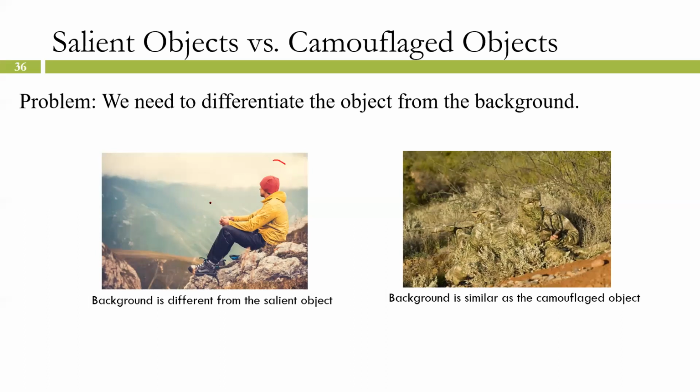Like in this case, we see the man right here. He's salient, of course, he's standing out from the image. How about the image on the right? The background is similar to the camouflage object, or the texture of the camouflage object is similar to the background. So it's hard for us humans to recognize this. And how can we train a computer to help us identify and segment the camouflage object?